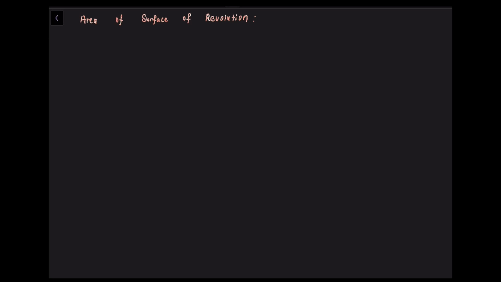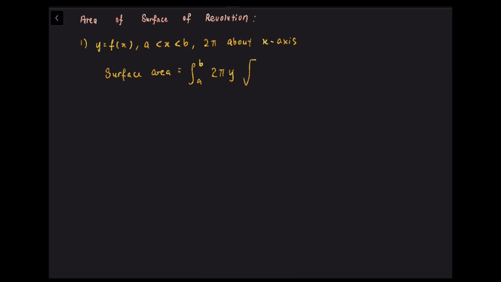Now for the area of surface of revolution, the first case, for the function y equals f(x), defined for x between a and b, is rotated through 2 pi about the x-axis. The area of the surface formed is given by this formula, where surface area equals integrate from a to b 2 pi y square root of 1 plus (dy/dx) squared dx.